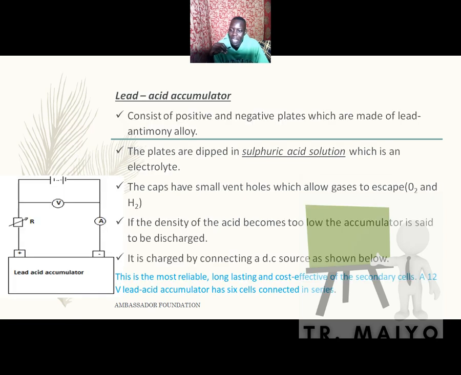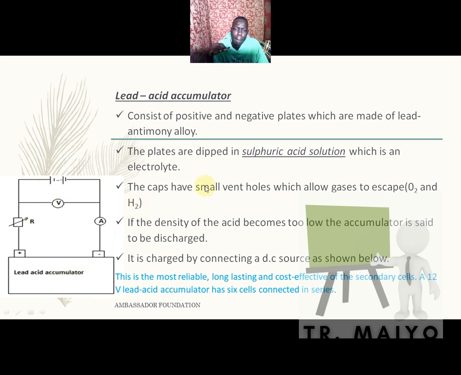Now, these are just a display of the same. Positive terminal here, negative terminal here. We have an ammeter here to measure the current in amperes. We have a voltmeter here to measure the voltage in volts. It is being charged now. When you see it connected to another high tension source, it is being charged. It is a lead acid accumulator.